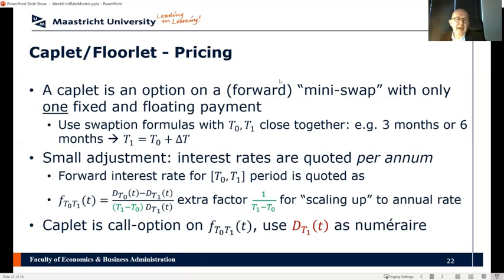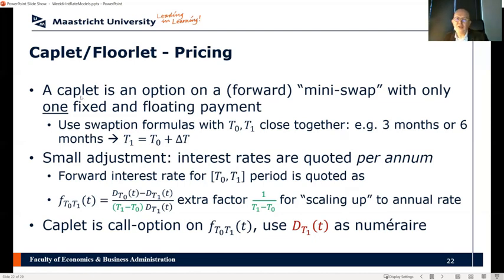Another type of contract that is very well known in the interest rate market are so-called caplets or floorlets. A caplet is an option on a LIBOR rate. And the way we can look at a caplet is we can say an option on the LIBOR rate is like an option on a mini swap contract where there's only one fixed and floating payment.